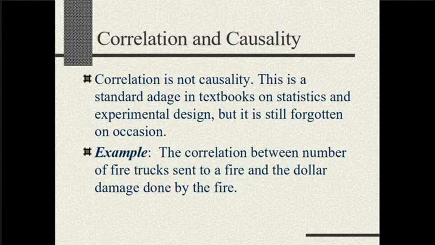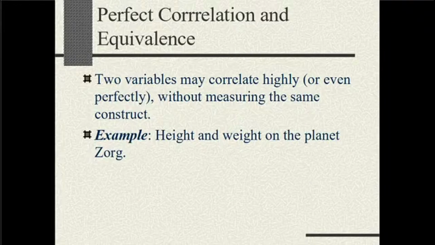If you do a bit of a Google search about spurious correlation, you will find many such weird examples. One such example is the correlation between the number of fire trucks sent to a fire and the dollar damage done by the fire. There is a strong correlation, but there is no causality at all, right. It makes no sense to think that there is causality. So there are many such examples where you find strong correlation, but there is no causation.